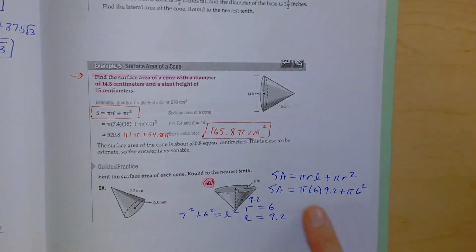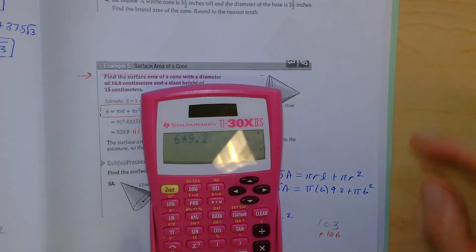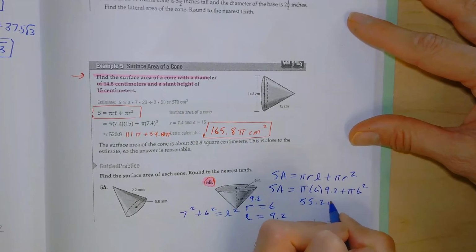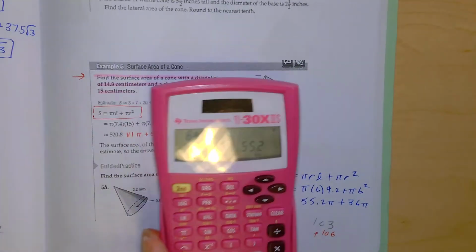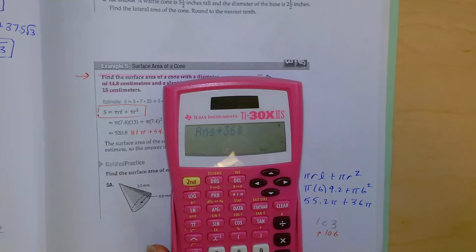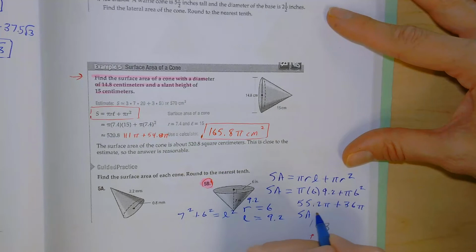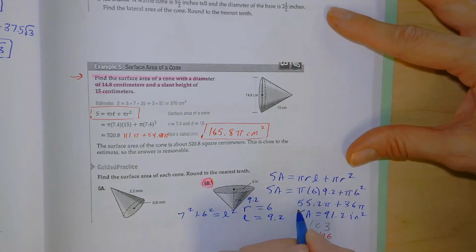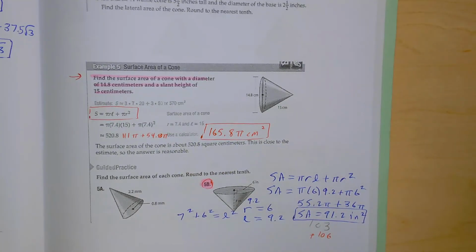Again, we're going to leave the pi's in there. So you're going to just do 6 times 9.2, which is 55.2 pi. And then this is 36 pi. You'll add those two together, but leave the pi in there. So just make it 91.2 pi. Now, when we do surface area, that's going to be inches squared. That's an example of a cone.